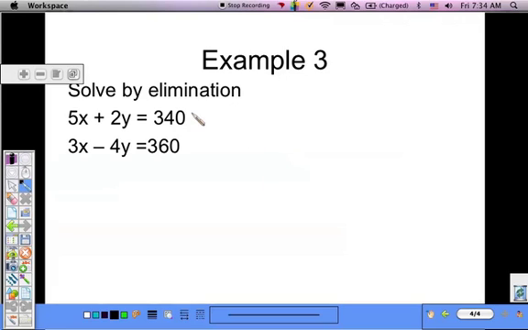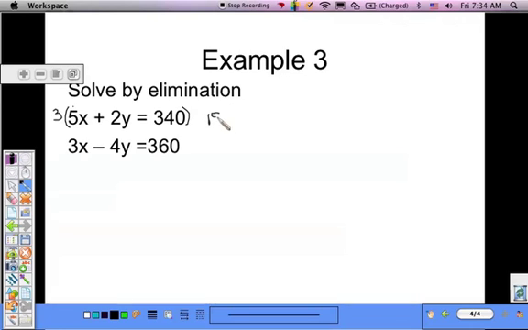So this one, solve systems by elimination. We need to decide first whether we want to eliminate our x's or y's. It doesn't matter, you could do x's or y's. In this case, let's say we choose our x's. 5 and 3. You want to think of what is the first multiple that both 5 and 3 go into? Well, that's 15. So 5 times 3 gives you 15. So we're going to multiply everything by 3.